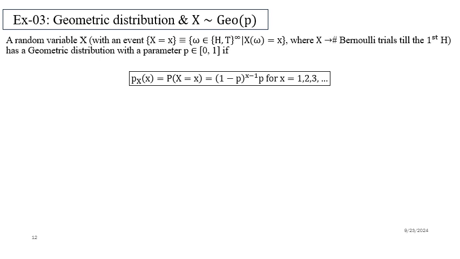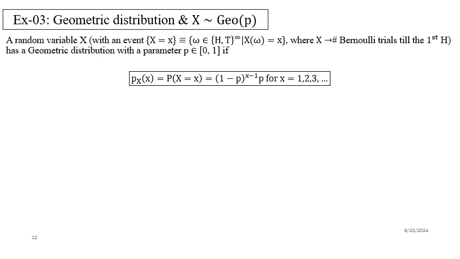So if X is the Bernoulli trial count till the first success, then it is a geometric random variable with parameter p, which is between 0 and 1. What is the probability that X observes a small x? It means that at the x-th trial we observe the first success. That means before it, in the x minus 1 trials, we have observed failures.